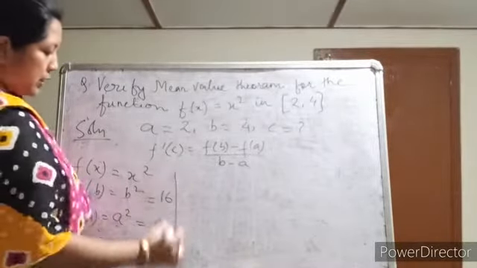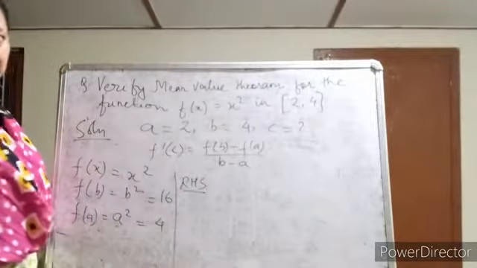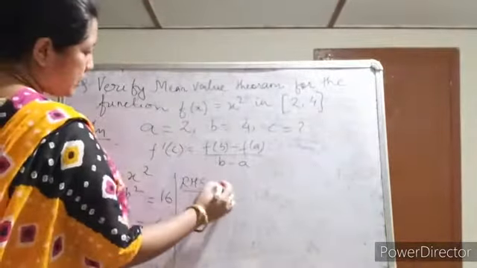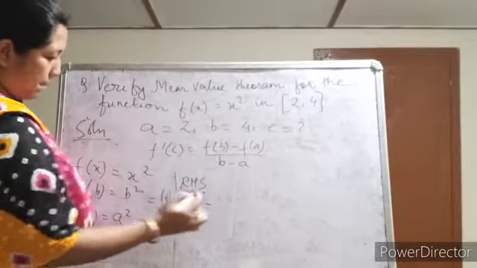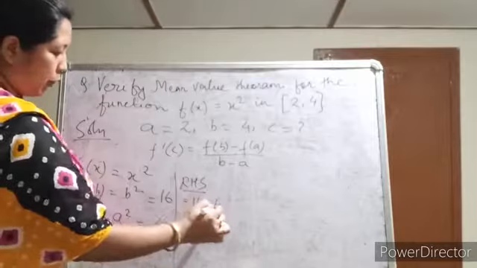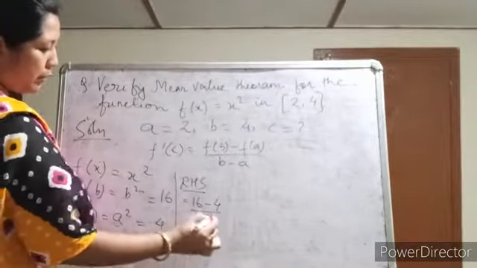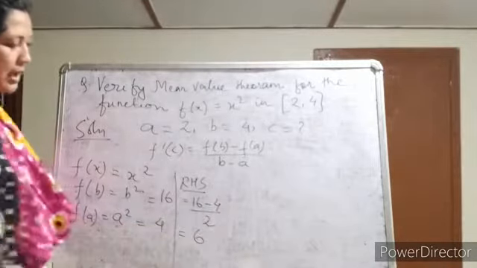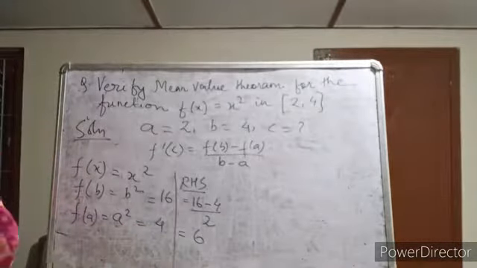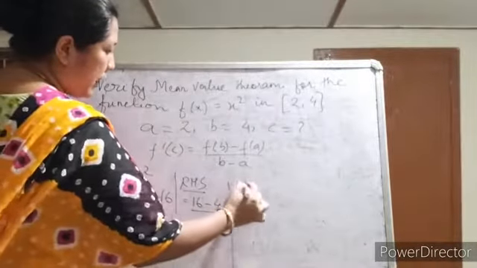Clear? First, let me take the right hand side. So f of b means 16, minus f of a, which is 4, divided by b minus a. 4 minus 2 will be 2. So the value we get is 6. Clear? So all of you understood the right hand side?